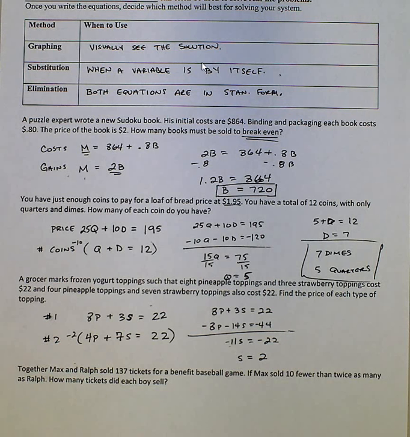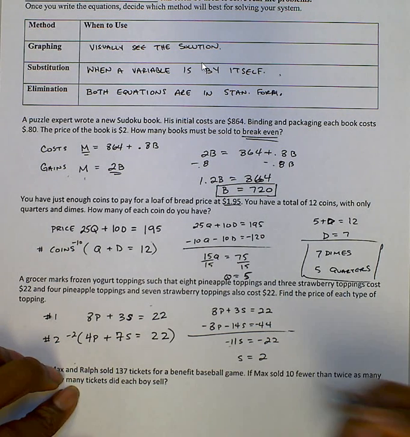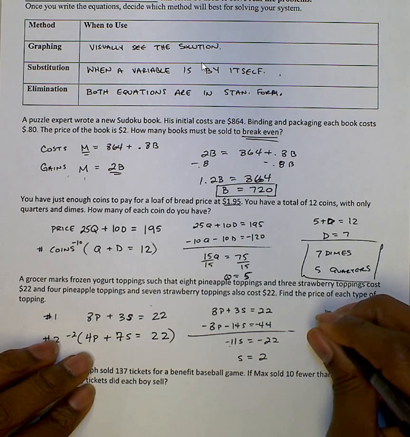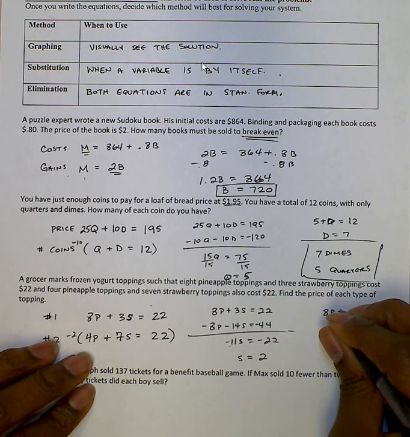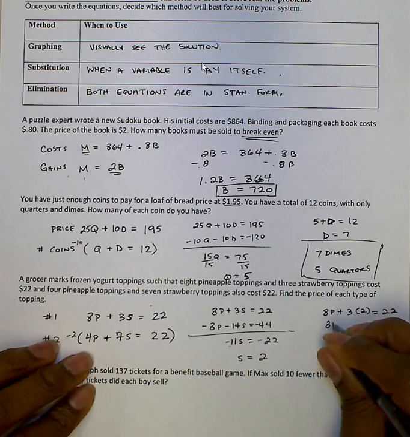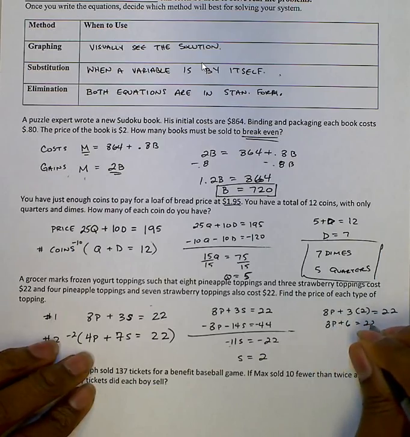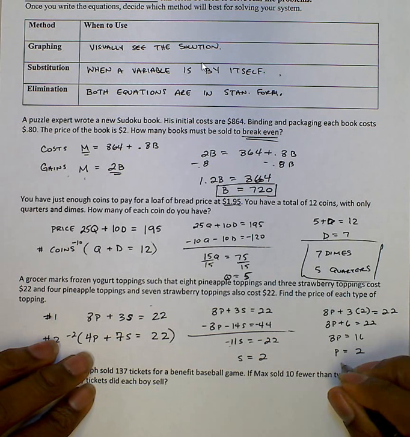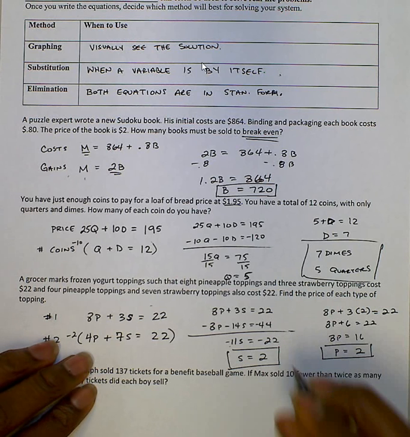So the cost of a strawberry topping is $2. And now that I know that, I can probably figure out how much pineapple topping costs. So I'll do 8p plus 3, instead of s I'll say 2, equals 22. 8p plus 6 equals 22. 8p will equal 16. P will equal 2. So pineapple toppings cost $2, and strawberry toppings cost $2. They're both $2.